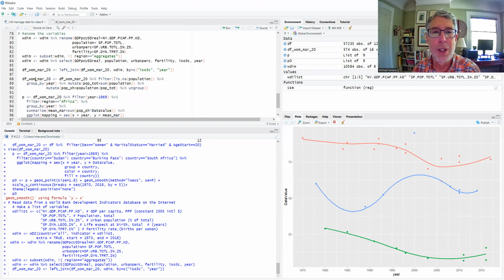All right, so we got that. Then we're going to filter out the ones where we don't have the population in the World Bank data set. We're going to group by year. We're going to calculate the total population for that year, and then we're going to create a population share. So the country's share of the population for that year. So when we add up the marriage rates, we're going to want to weight them by the country's population share. So that's what this is doing.